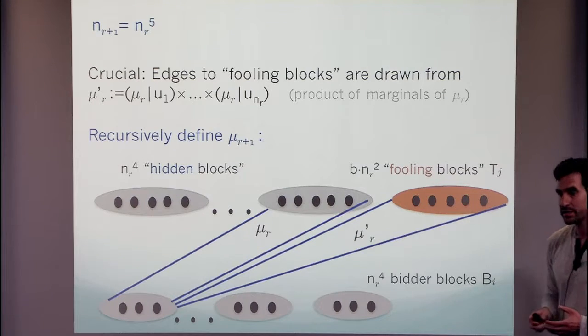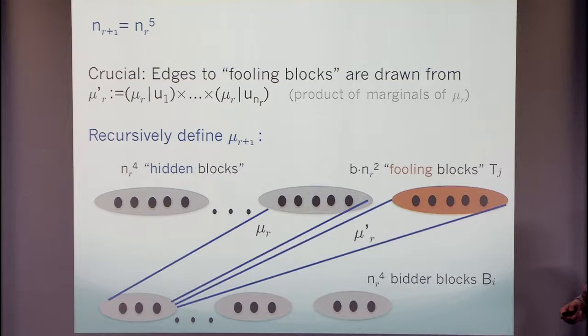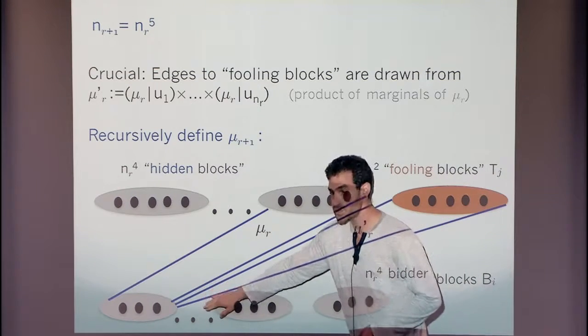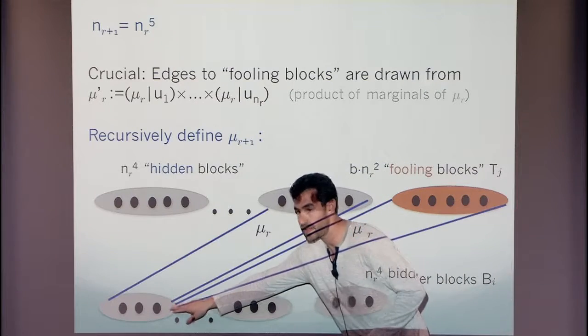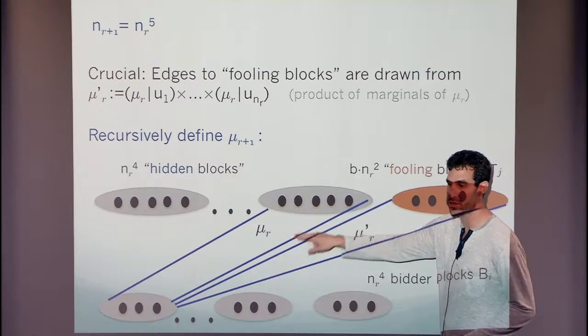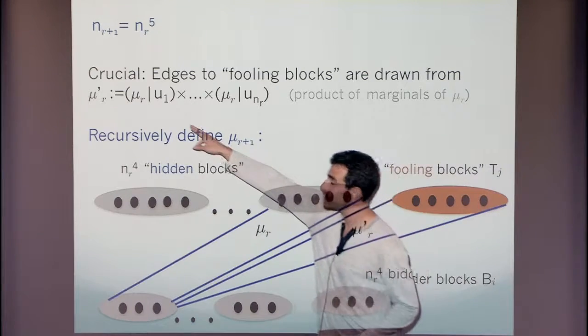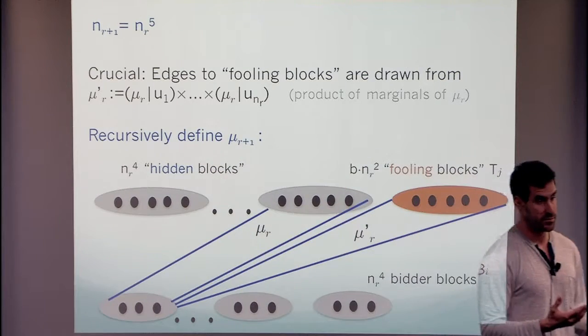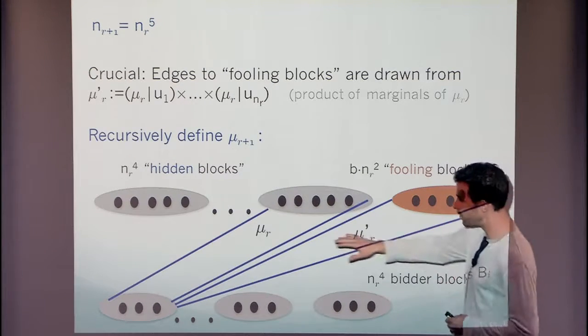It should be intuitively understandable that marginally, for each bidder, no bidder can distinguish between his set of edges to the true, the hidden block, or to the fooling block. Because marginally, just by construction, a bidder will see the same image, the same distribution. Okay? So in general, what is the intuition here?